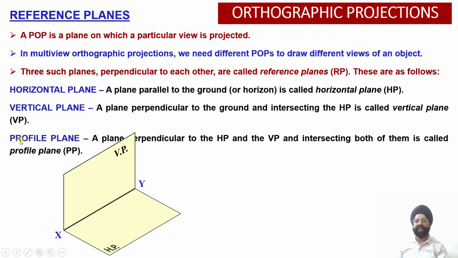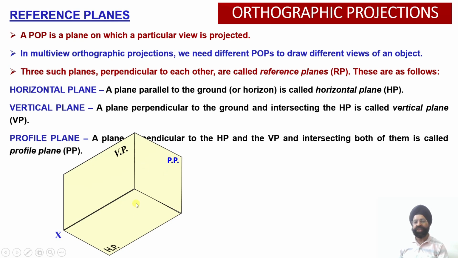Then the third plane is the profile plane. The profile plane is a plane which is perpendicular to the horizontal plane as well as the vertical plane, right? It will be intersecting with both of these, HP and VP, and this plane is called the profile plane.